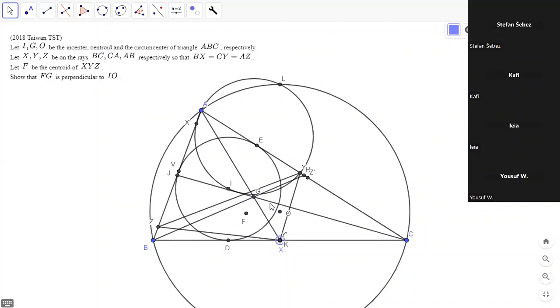I wonder if this is a kite in that case. I don't know for sure, but well, no, because IG and O are, well, it could be.